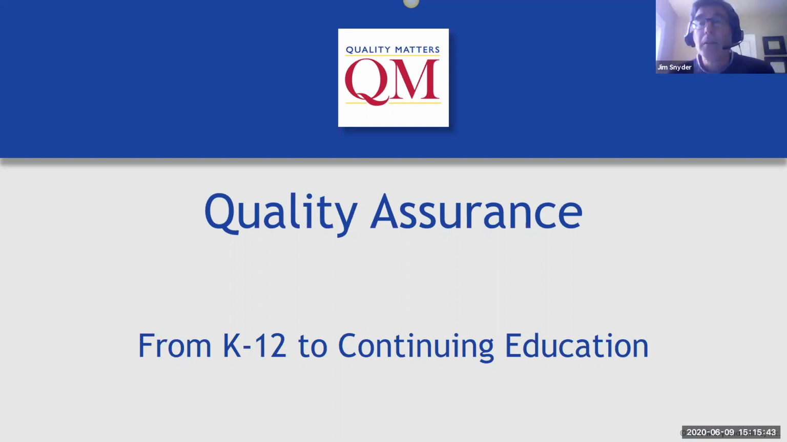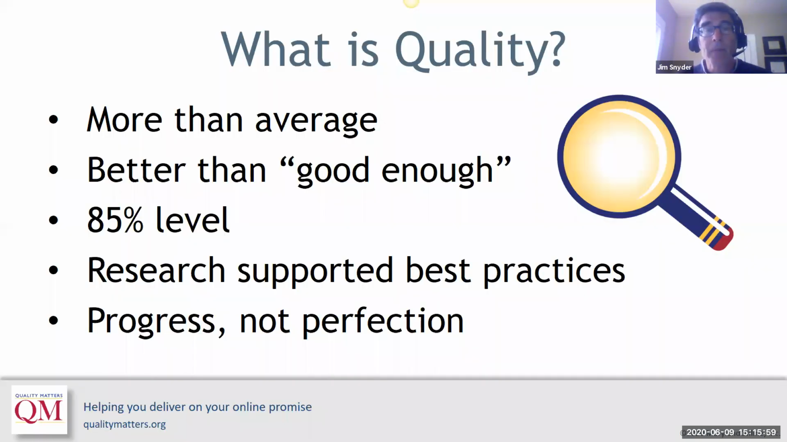So we're going to look a little bit around quality assurance. Quality Matters now has branched out. We work all the way from K-12 all the way through to continuing and professional education. We really started at the higher ed level, so that's where I'm going to focus here. And really the question is, what is quality, and what does quality mean when we're talking about course design? And that's what I'm going to talk about today.